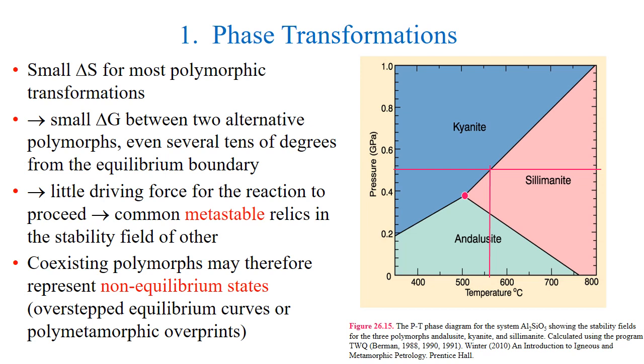Another complication results from minor substitutions of other elements, which deviate the system away from the pure chemical formula of the polymorph. For example, iron 3+ is often found in the aluminosilicate polymorphs, with more iron 3+ in andalusite compared to kyanite or sillimanite. The effect of the substitution is the enlargement of the andalusite stability field at the expense of kyanite and sillimanite. The effect is typically on the order of about a 30 degrees Celsius shift, which is too small to account for the natural andalusite to sillimanite transition.